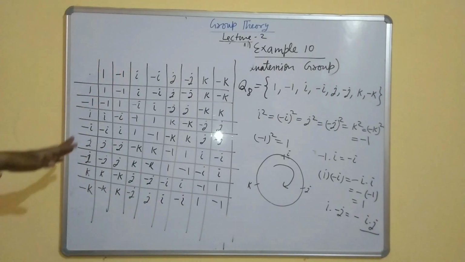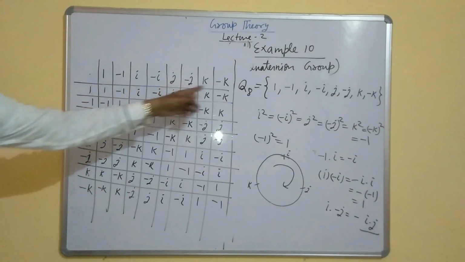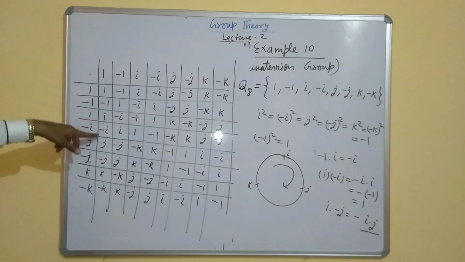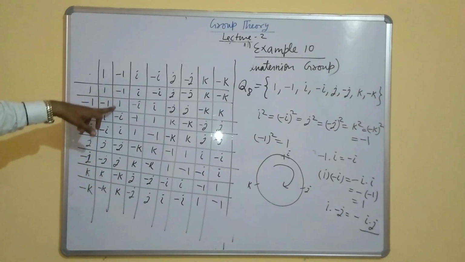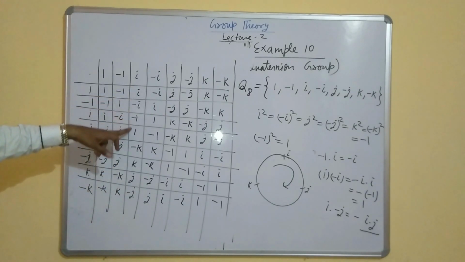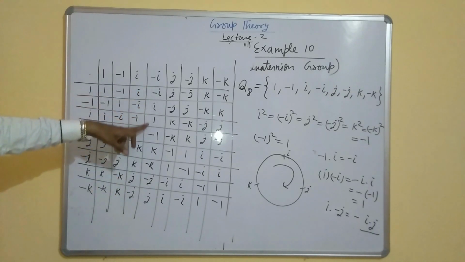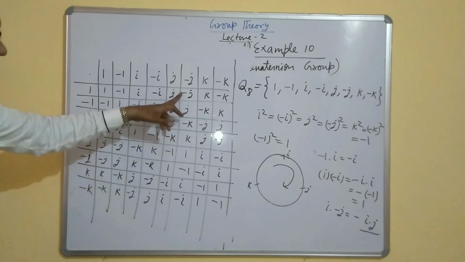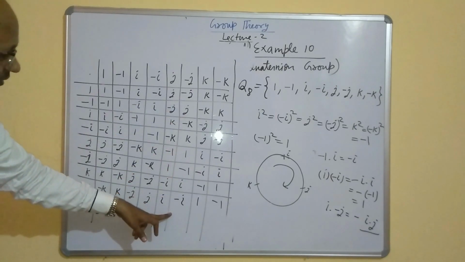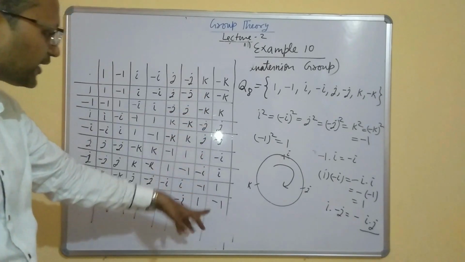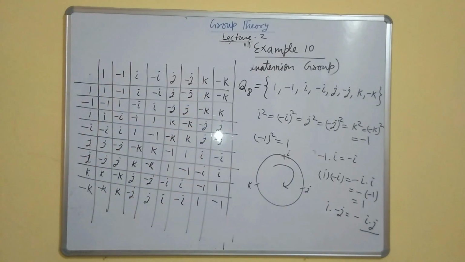You can see one thing, in each row and each column there will not be any repeating in this matrix. Each entry will be unique: 1, minus 1, i, minus i, j, minus j, k, minus k. There will not be any repetition. If there is any repetition, then you have made a mistake, which we have not done till now. So yes, we are right. So this is the multiplication table for Q8.